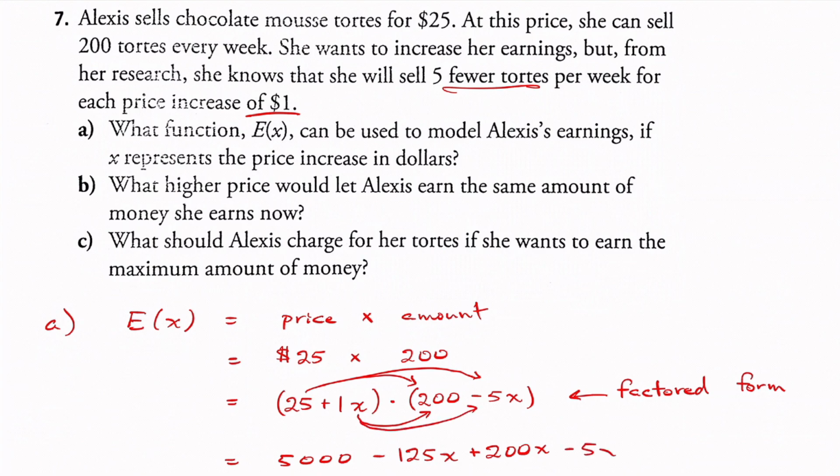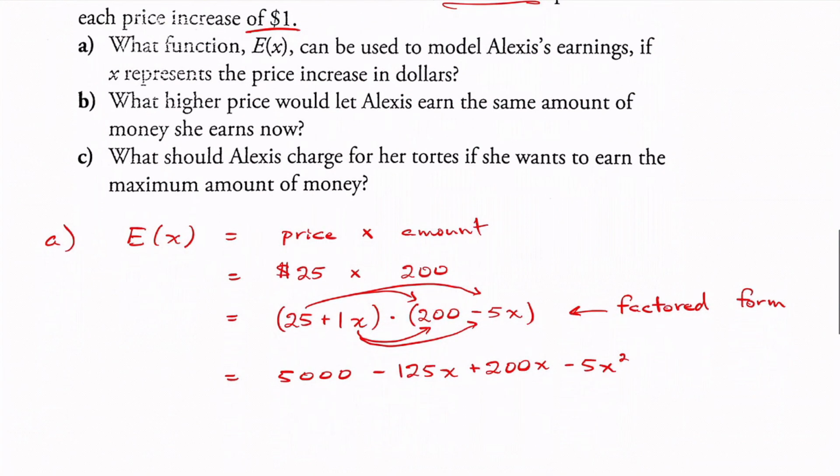That's negative 5x squared. Okay, and then we want to group these two x terms together, and I'm also going to write the x squared term at the front. So I'm going to put in negative 5x squared at the front. When I put these two terms together here, I'm going to get positive 75x. And then we have the plus 5,000. Okay, so that's our answer for part A.